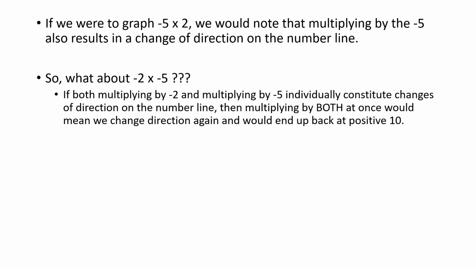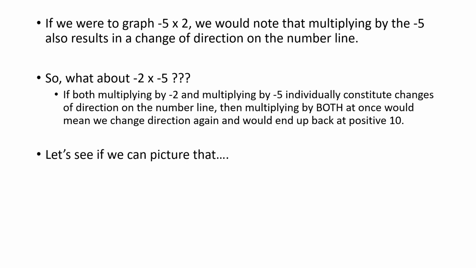If both multiplying by negative 2 and multiplying by negative 5 individually constitute changes of direction on the number line, then multiplying by both at once would mean we have 2 changes in direction. So we change direction and then we change direction again, and that would land us back at the positive 10.